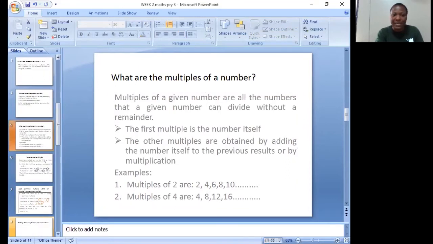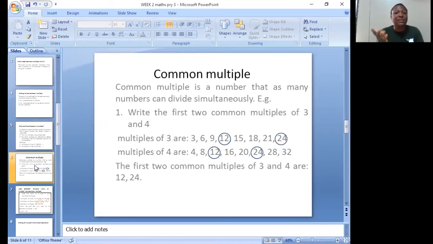Remember, the topic is L.C.M. And we say there are 2 methods by which you can find L.C.M, the least common multiple of any given numbers. The first one is using common multiples. Now, what are common multiples?